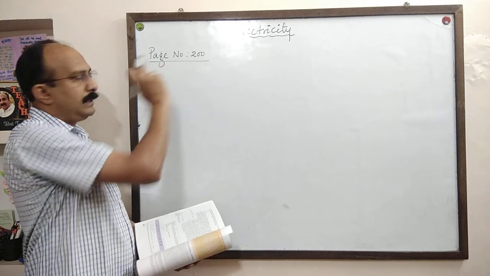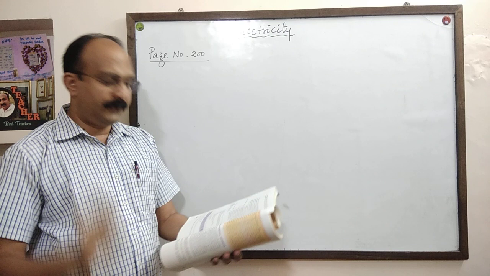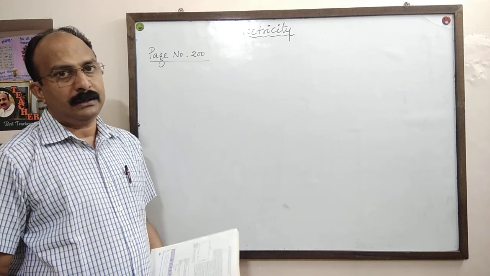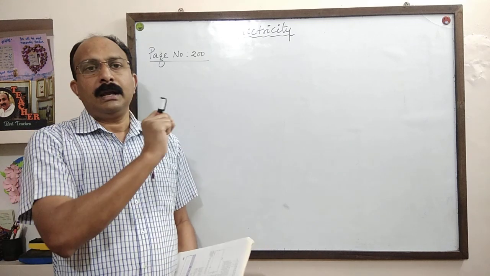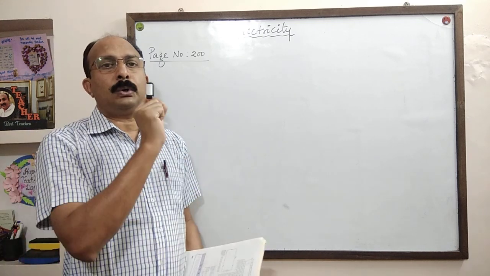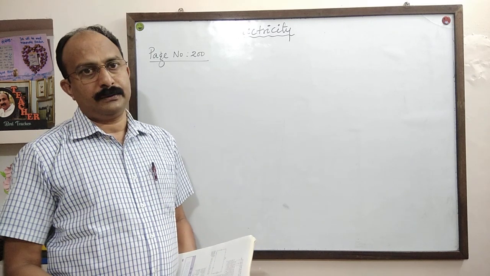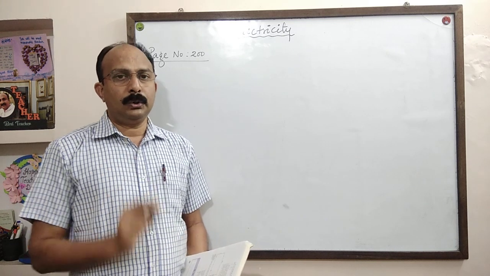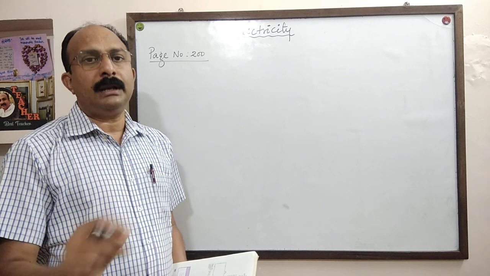Page number 200. You can see the first question on page number 200, and the first question is, what does an electric circuit mean? I have already taught. An electric circuit is the continuous and closed path through which electric current flows. I repeat, an electric circuit is a closed continuous path through which electric current flows.